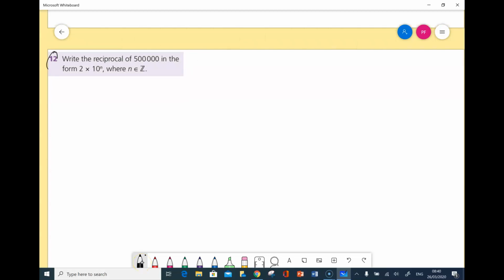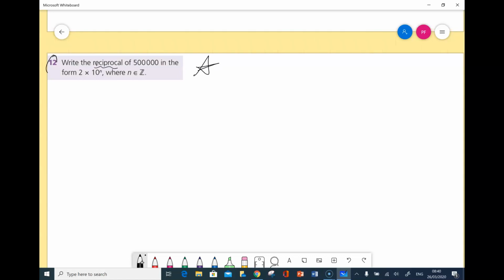Okay, so this one here is kind of ideal for us just to practice doing this in our calculator. They want you to write the reciprocal of 500,000 in the form 2 by 10 to the power of n. So look, it's tricky enough to do by hand, but let's just take this opportunity to practice doing scientific notation in our calculators because we've done a lot by hand. So what's the reciprocal? It's 1 over 500,000.